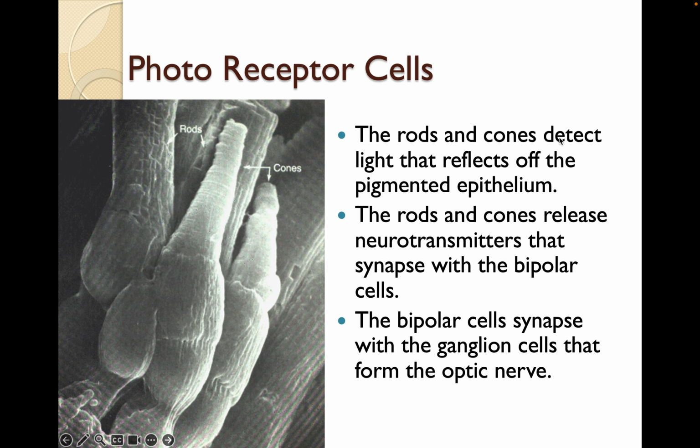The rods and cones detect light that reflects off the pigmented epithelium. The rods and cones release neurotransmitters that synapse with the bipolar cells. The bipolar cells synapse with the ganglion cells that form the optic nerve. And that's the difference between rods and cones. Rods actually look like rods, and cones are actually cone-shaped.